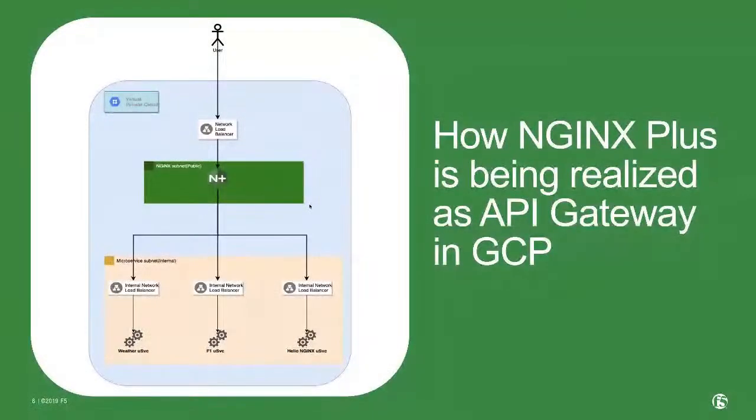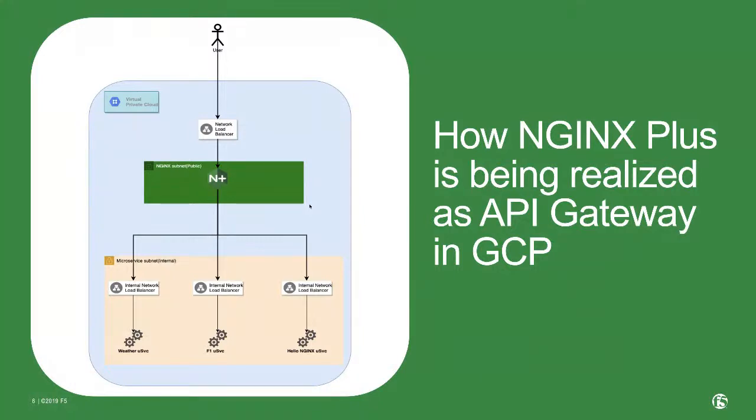I also wanted to share the infrastructure we created as part of GCP. It created an external facing network load balancer, and it also created a public subnet where I'm deploying the NGINX Plus instance, and also a few internal network load balancers within a microservice subnet where I have deployed all those three services I just showed you: the weather microservice, F1, and a Hello NGINX service. All these services are open source.